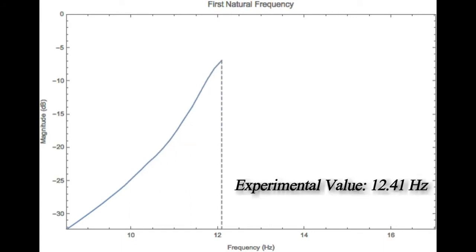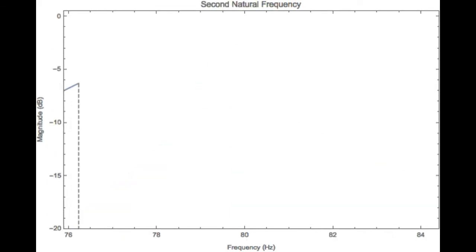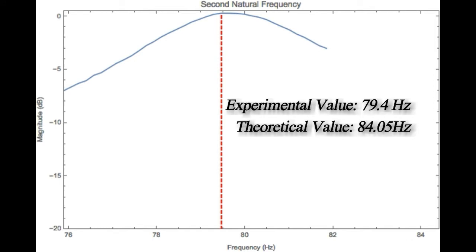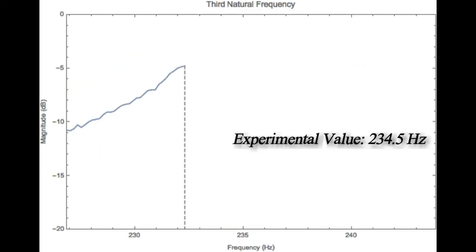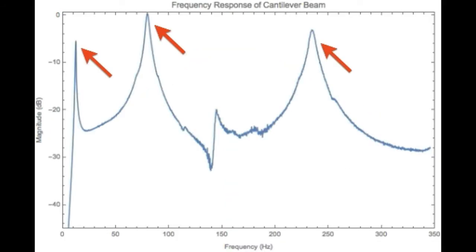The local maximum in the range of the first peak is 12.41 Hz. The second peak shows a maximum response at 79.4 Hz. The third maximum is 234.5 Hz. We can excite the beam at these three frequencies to see the first three natural modes.